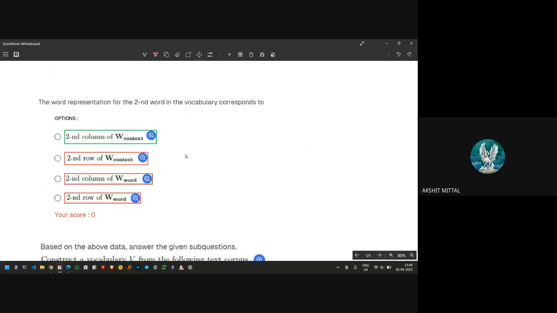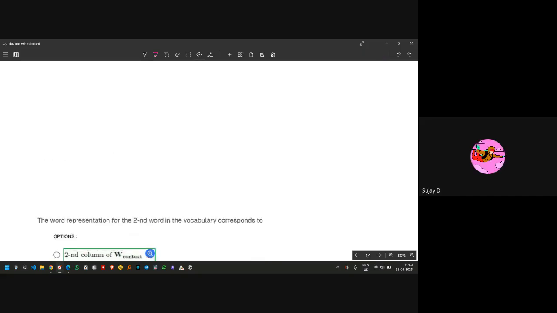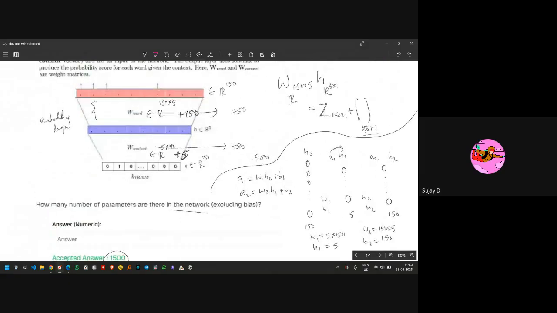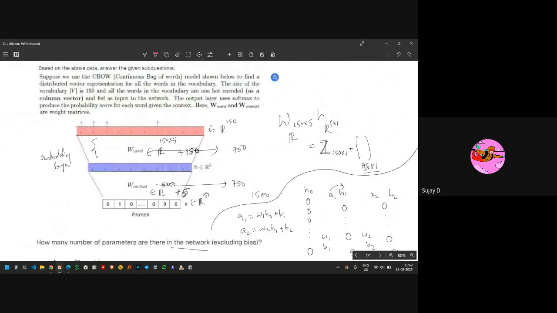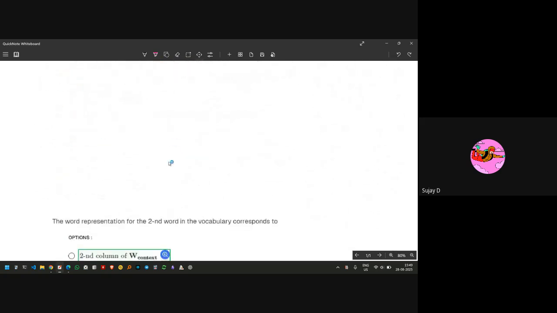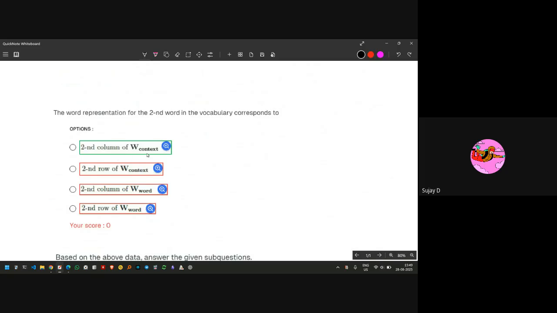The word representation for the second word in the vocabulary corresponds to: second column of W context, second row of W context, second column of W word, or second row of W word? The word representation is the second column of the W context, right? Okay, second column of the W context.